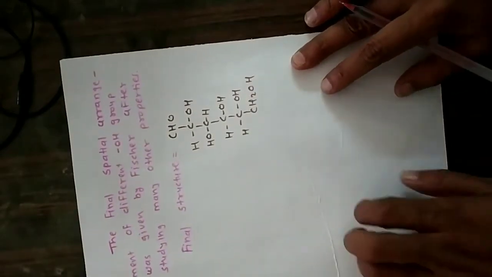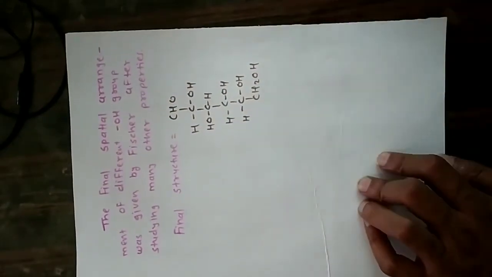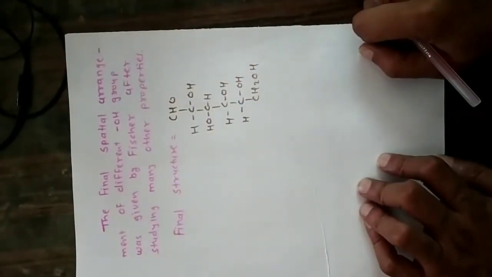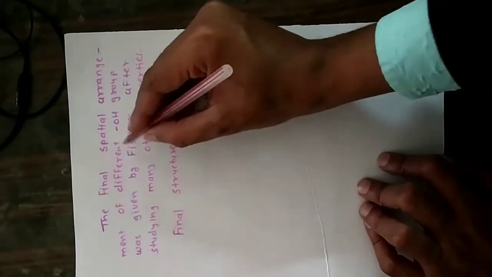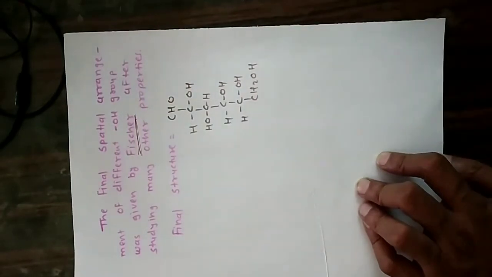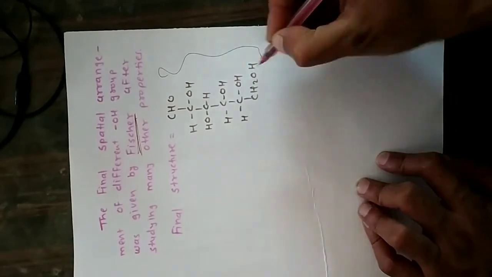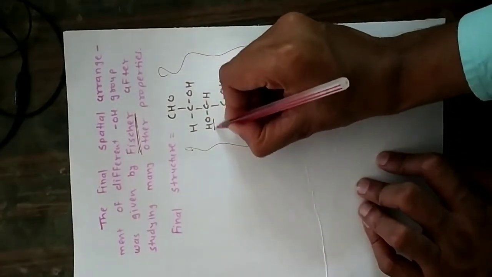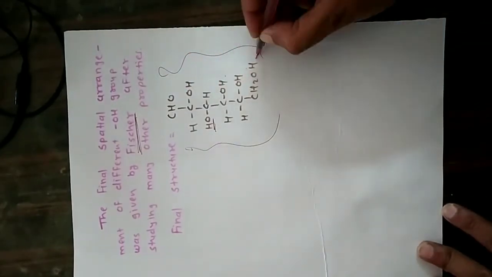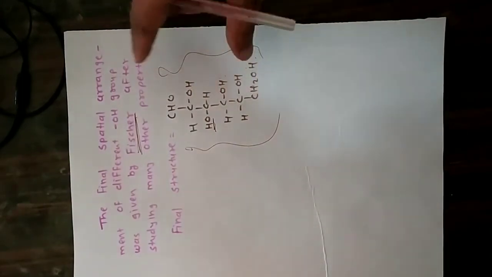Now the final arrangement of the OH groups. The final arrangement of OH groups was given by Fischer after studying many other properties, which you don't have to worry about. And the final structure is given here. You can see this OH is on the left hand side, and the 4 OH are on the right hand side. So this is the main, final structure of glucose. So this is the proof of the structure of glucose.